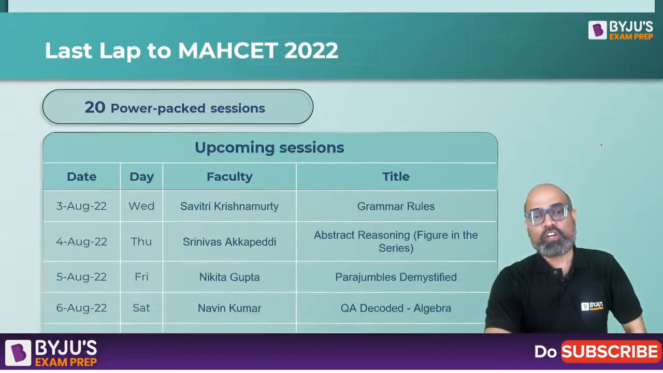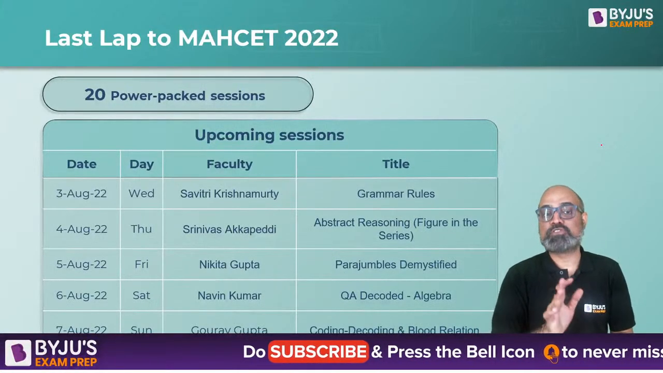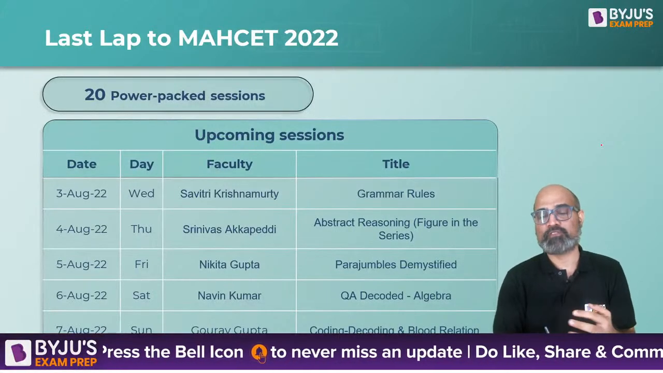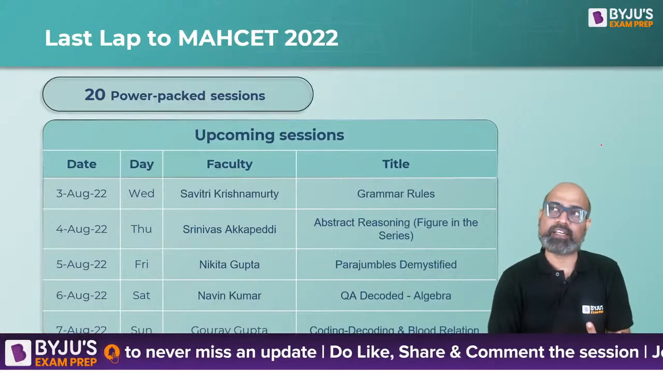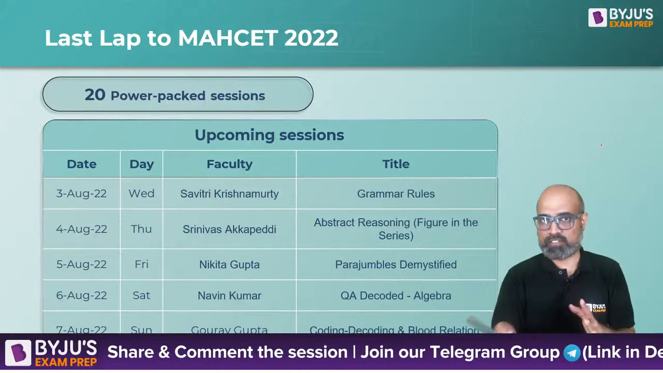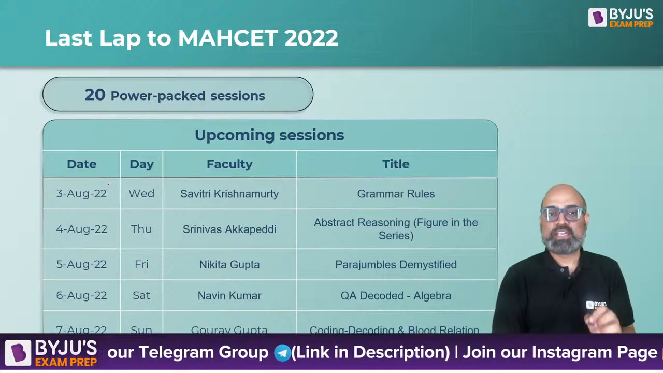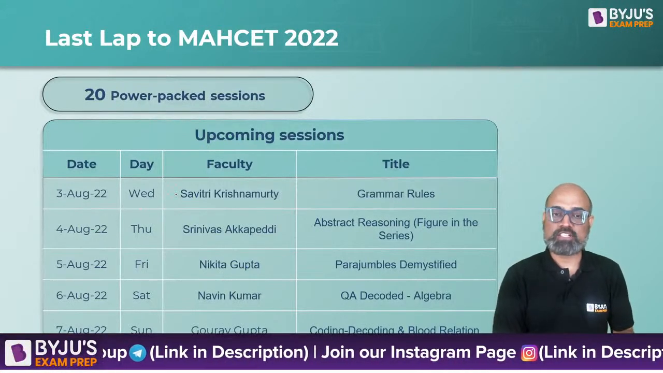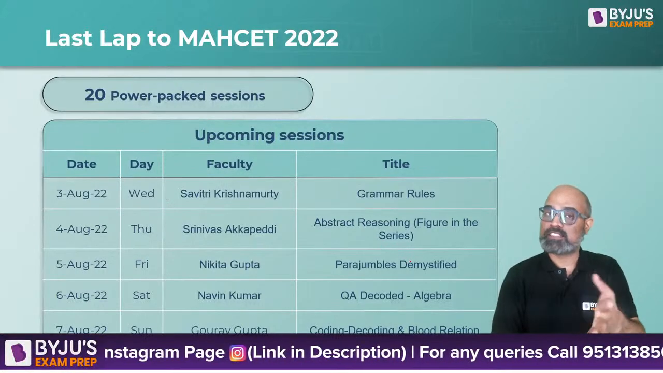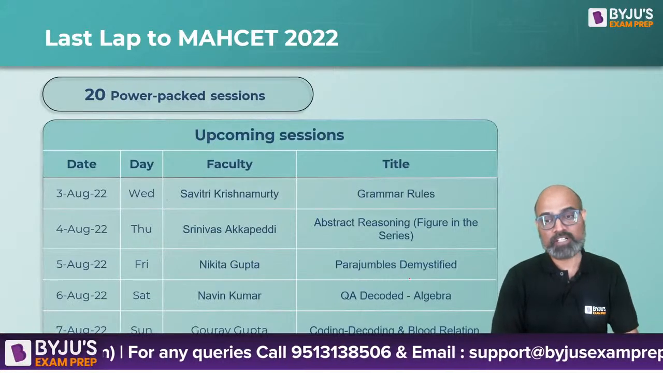Okay. So people who were asking, these are the session timetables for the next 5 days. We have started it from yesterday. We will have our last class until 21st, because 15th of August is a holiday. We have 20 sessions lined up for you. So 3rd August, as in tomorrow, you will have grammar rules. Then 4th, you will have abstract reasoning, something we have done a lot for you guys. 5th is parajumbles, very important.